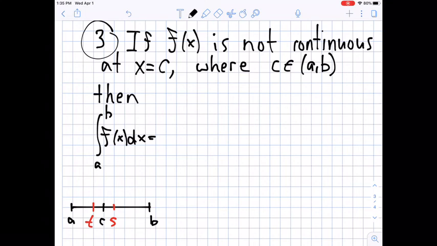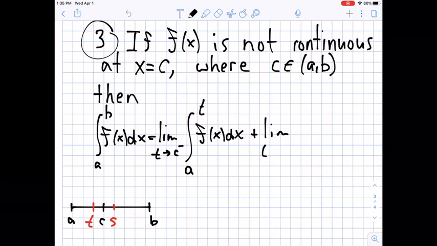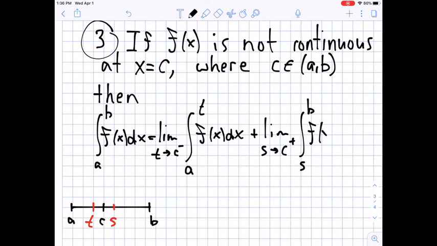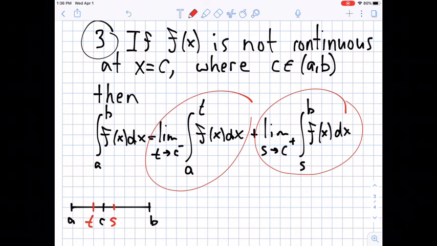Okay, so we would say this is going to be the integral from a to c, except we're not going to use c, we're going to use t. And we're going to do the limit as t approaches c from the left, f of x dx. We're going to add that to a second limit. Here, not involving t, we're involving s. s is going to be approaching c, this time from the right. And we're doing the integral from s to b, f of x dx. Okay, so we essentially have just taken our one improper integral with the discontinuity inside, and we split it up here into two different improper integrals, and we deal with those separately.